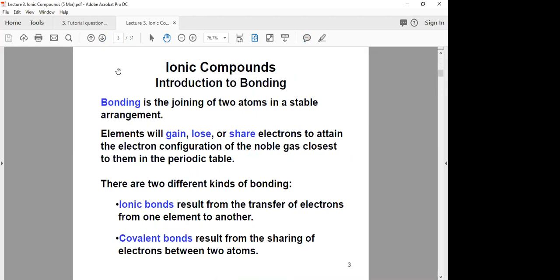But the reality is that most of the elements on the periodic table, or rather many of them, don't exist in their neutral state. That's not the most stable arrangement for those atoms. So many of them tend to join together with one or more other atoms, and that joining together is called bonding. So bonding is the joining of two atoms in a more stable arrangement.